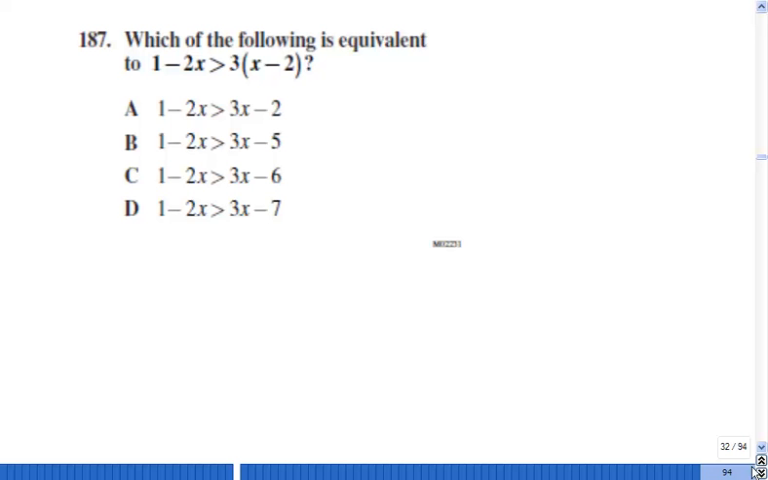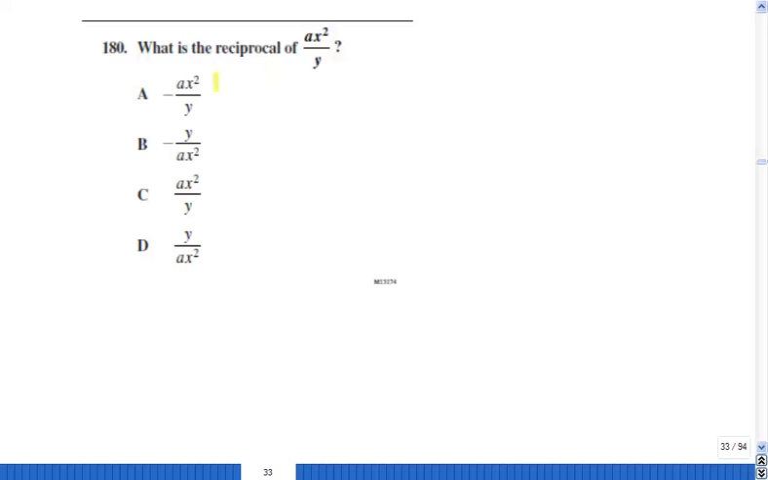All right, let's try another one. These are very easy problems, guys. I'm just trying to make sure that you're paying attention to the details. Same story here. Left side does not change. Minus 2x greater than 3 times x, 3x minus 3 times 2, 6. What is the answer? C. Okay, let's move on.